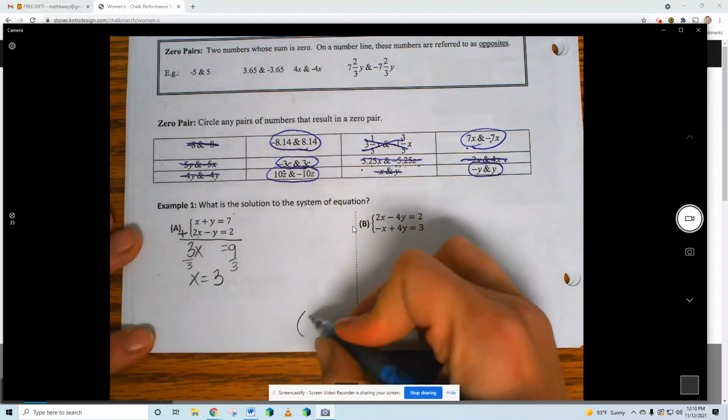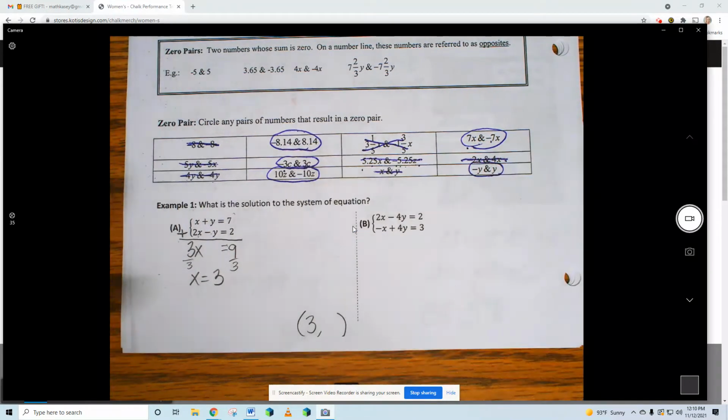So I'm halfway with my solution. I know the x value. The first number is 3, comma. I don't know the rest. Step 4. Plug that value into one of the original equations.